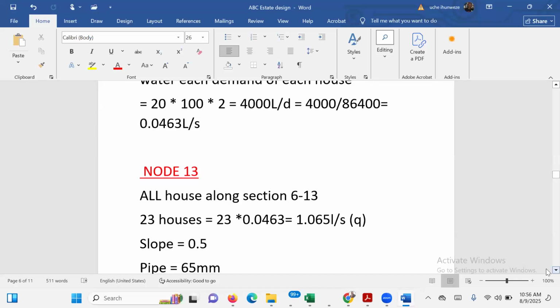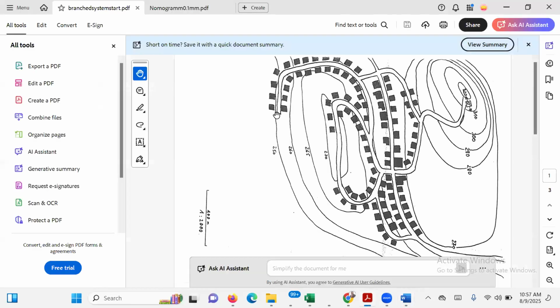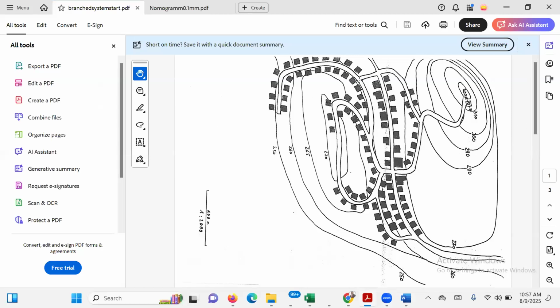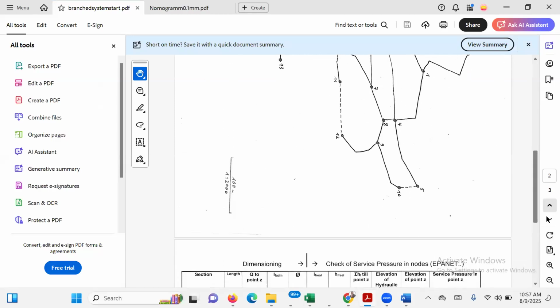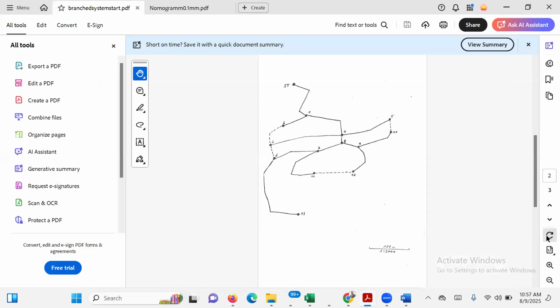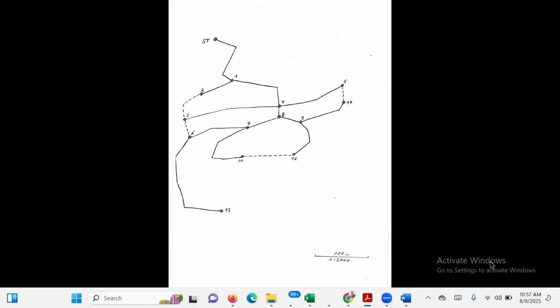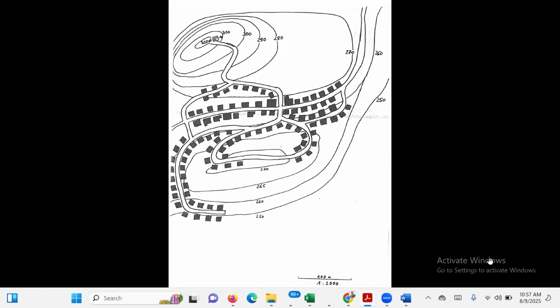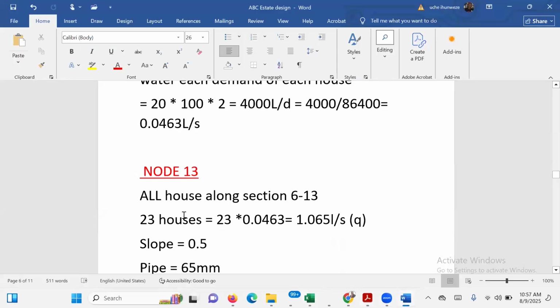So all houses along section 6 to 13. This is 13, this is 6. So all the houses along section 6 to 13, we'll count them. What did you get? In this case, we got 23 houses.